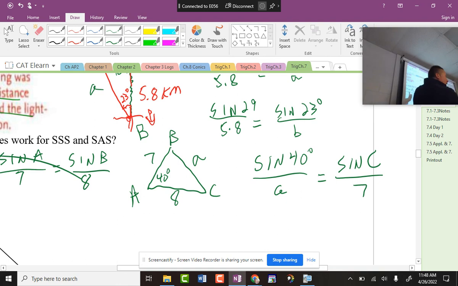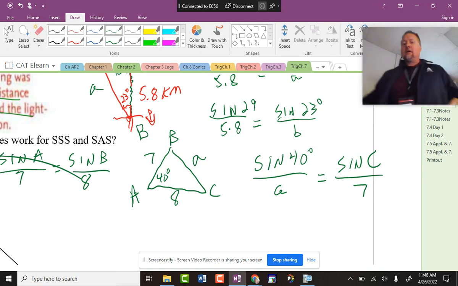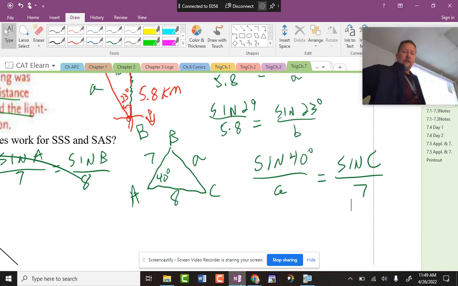So for anyone to use the law of sines in these two cases, you just reverse and get to the law of sines. It should never happen, is what I'm saying. And that's what the dealio is there.